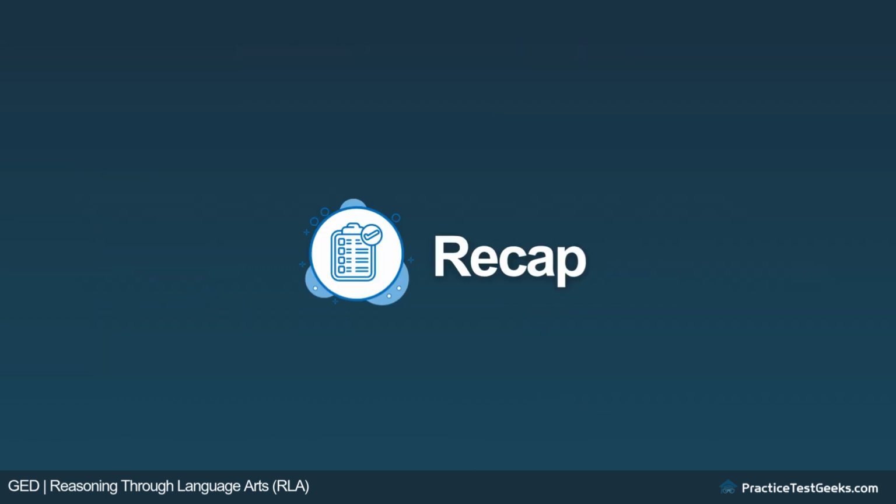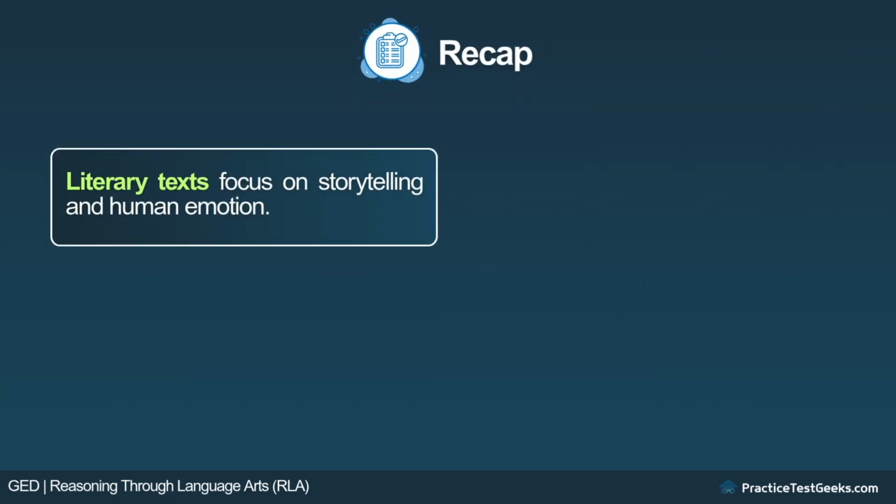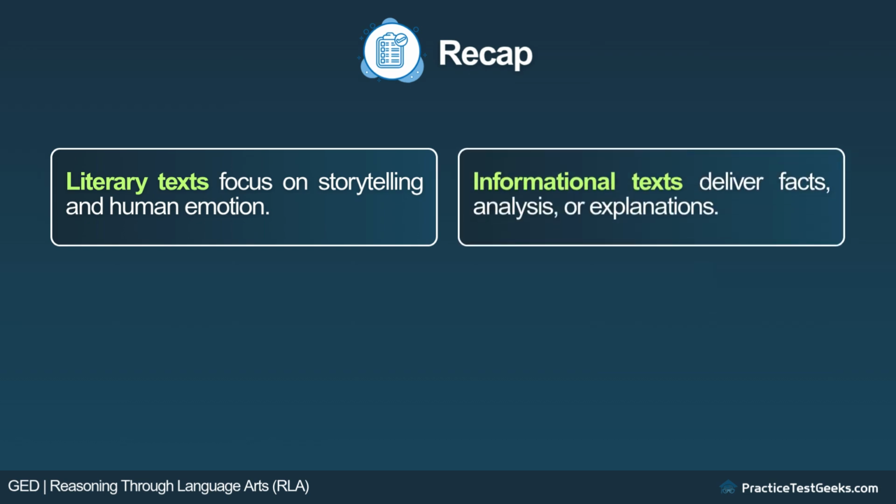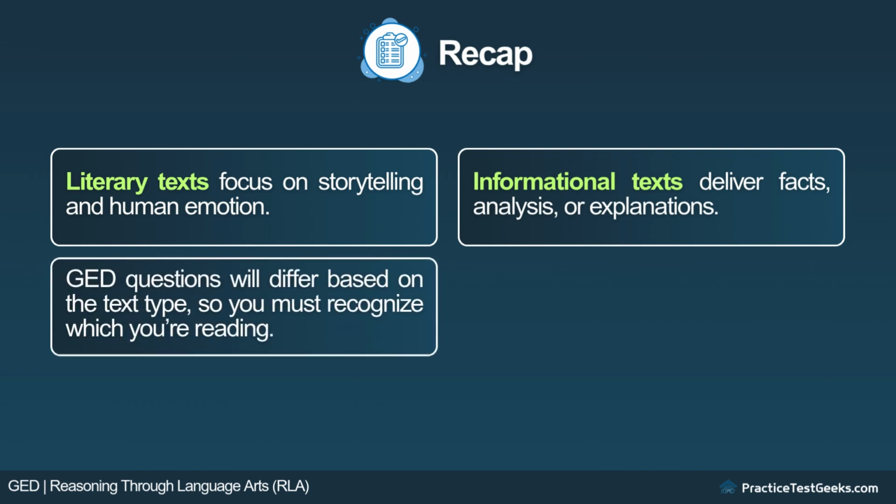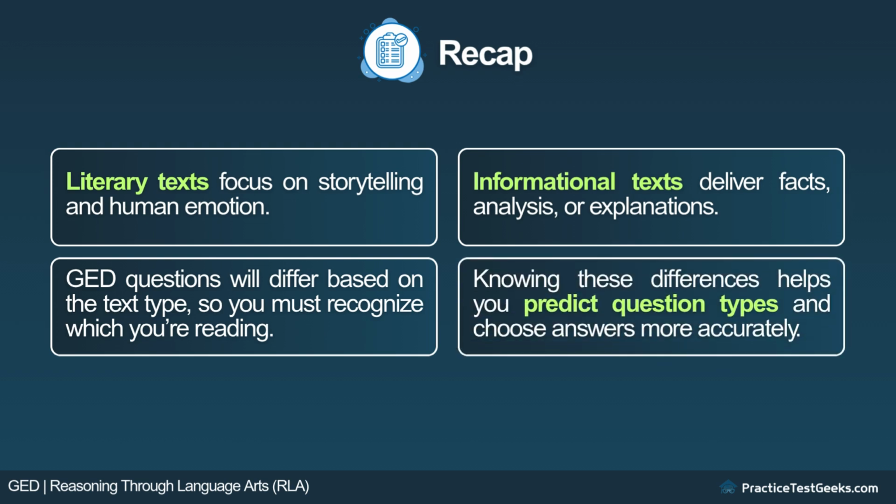Before you move on, let's quickly review the key takeaways from this lesson. Literary texts focus on storytelling and human emotion. Informational texts deliver facts, analysis, or explanations. GED questions will differ based on the text type, so you must recognize which you're reading. Knowing these differences helps you predict question types and choose answers more accurately. By mastering this distinction, you'll be better equipped to analyze passages quickly and answer GED RLA questions with confidence.